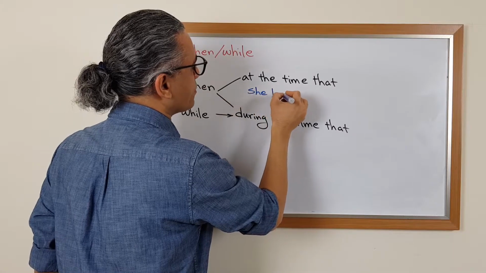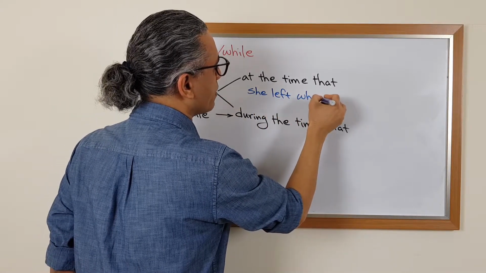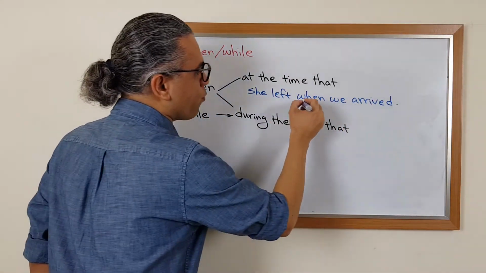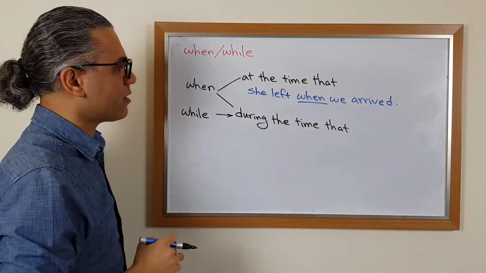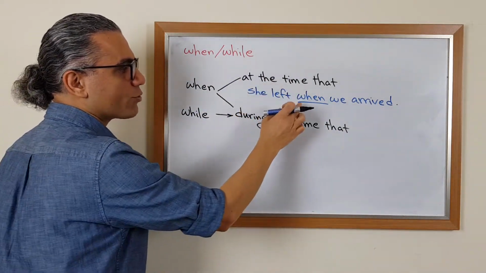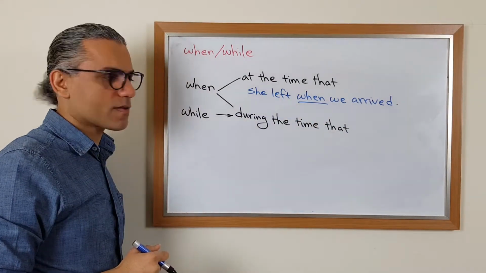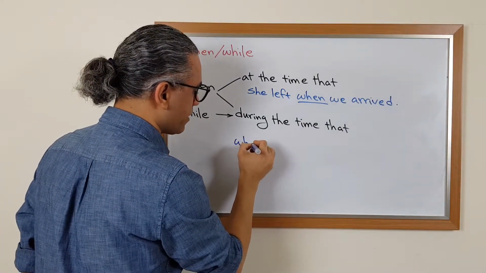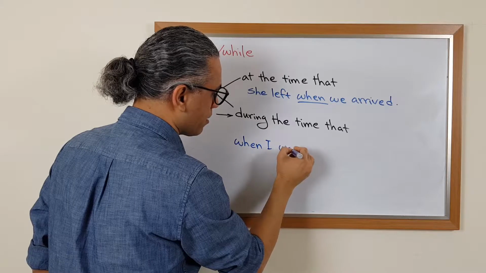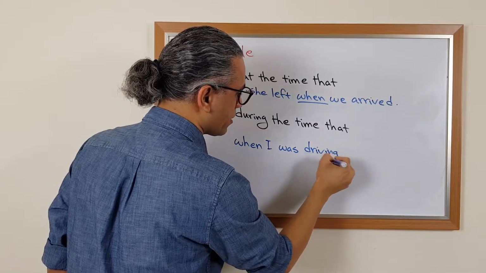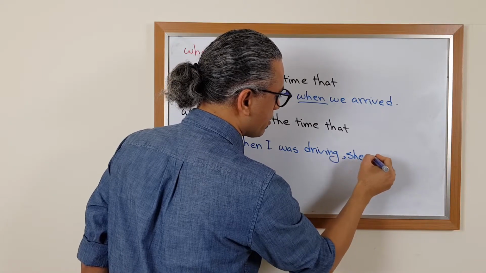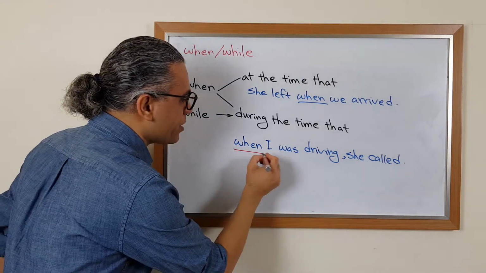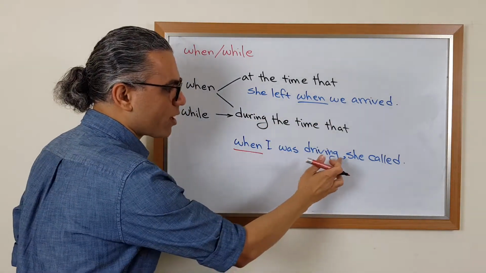Example: she left when we arrived. When in here means at the time that. When this means that, we could use when with past simple sentences. But sometimes when means during the time that. For example, when I was driving, she called.